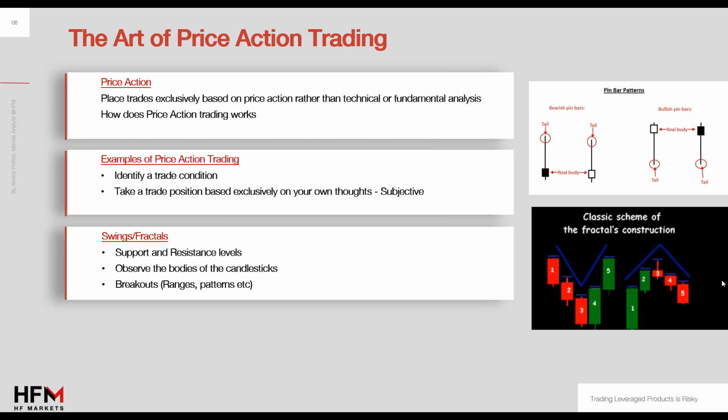So, what else should I add over here? As I said, let's see some examples of price action trading. So first of all, is to identify the trade condition, whether the market is in a bearish momentum or a bullish momentum, is in an uptrend or a downtrend.